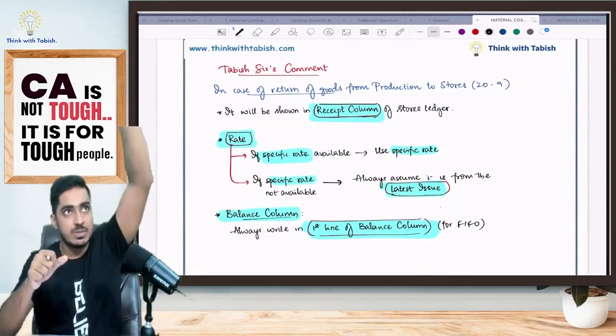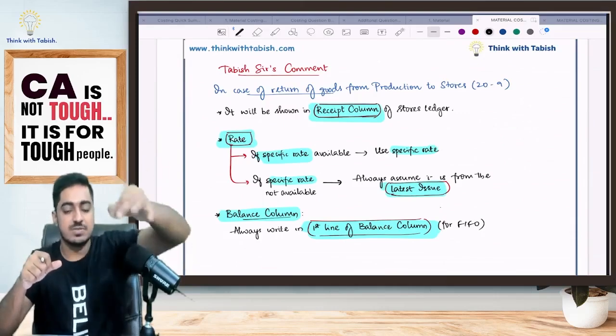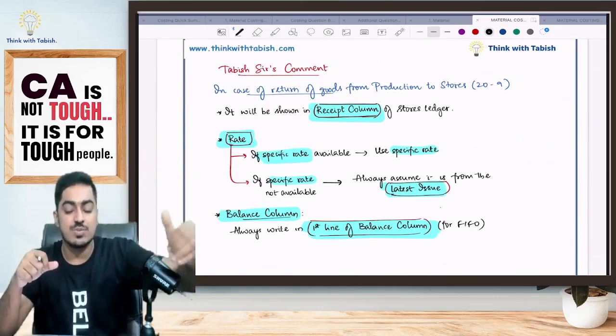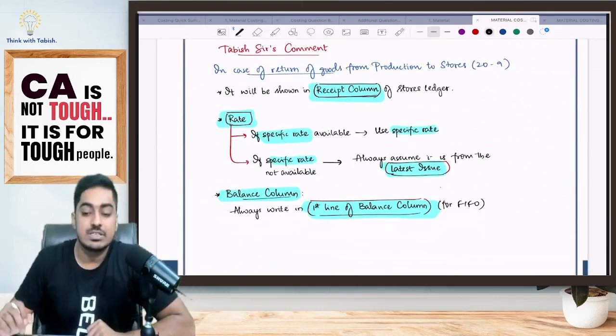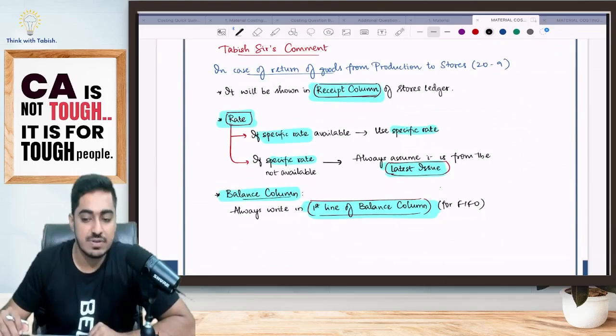Returned from department means a receipt column. Which rate? If a specific rate is available, use it. Otherwise, assume from the latest issue. And the third one, the balance column: write it in the first line of the balance column. Is this clear, everyone? Sir, why abnormal loss? Nothing as such. We are just assuming.